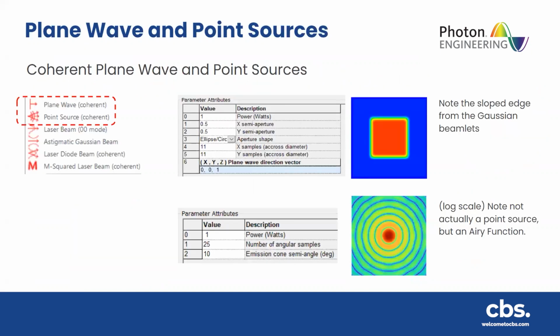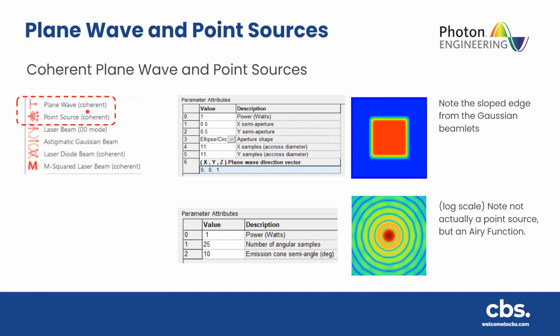So I'm just going to go through a couple of the source types in Fred, because there are a variety of options. And it's interesting just to see a couple of points here. On the left here, we have the list in the Fred user interface of the various coherent source options. And you can see here I've highlighted the plane wave and the point source.